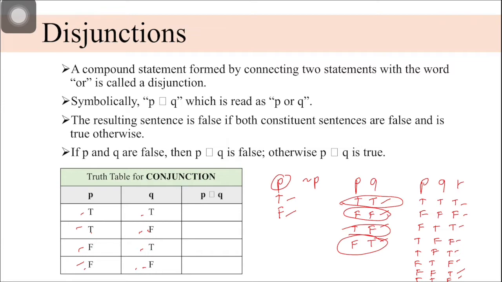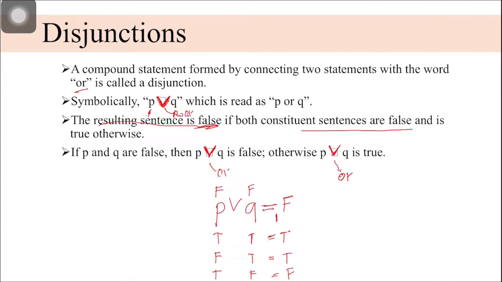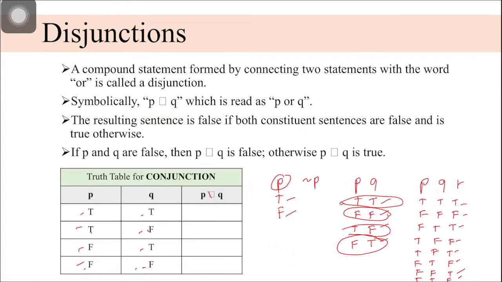So what happened if we connect two statement with the word or? Okay, or. So, ano ang symbol sa or? So, the resulting sentence is false if both constituent sentences are false and is true otherwise. So, if you have statement P connected by the word or, then another statement Q, the resulting sentence is false.